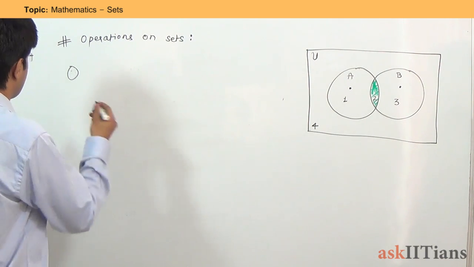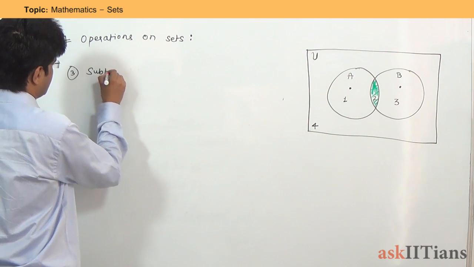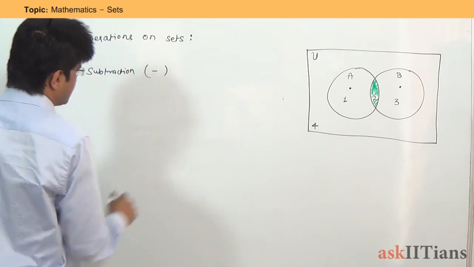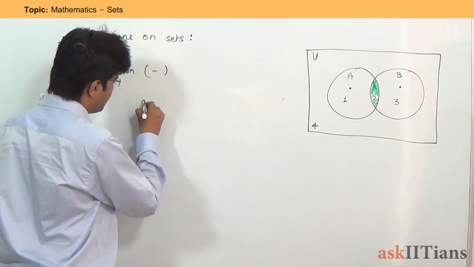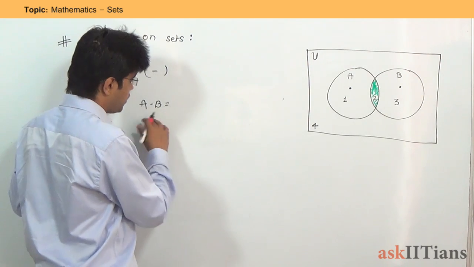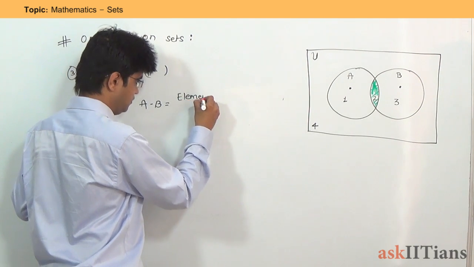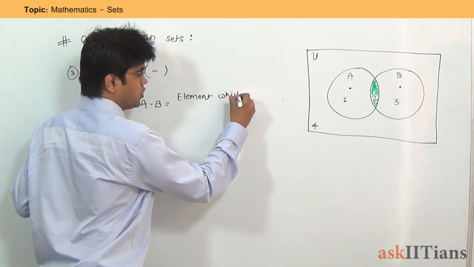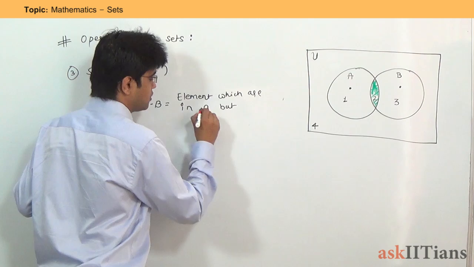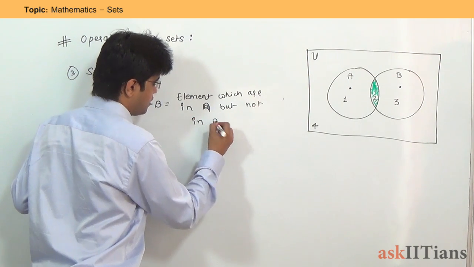Subtraction of sets, that means that we are subtracting sets. Subtraction is represented by just the same minus sign. If I want to write A minus B, that means all those elements which are in A but not in B. That means what?